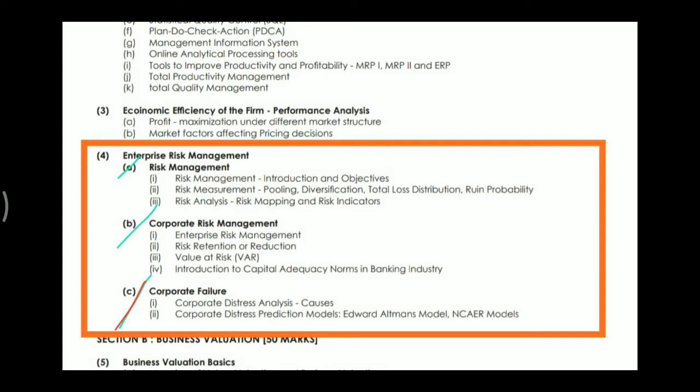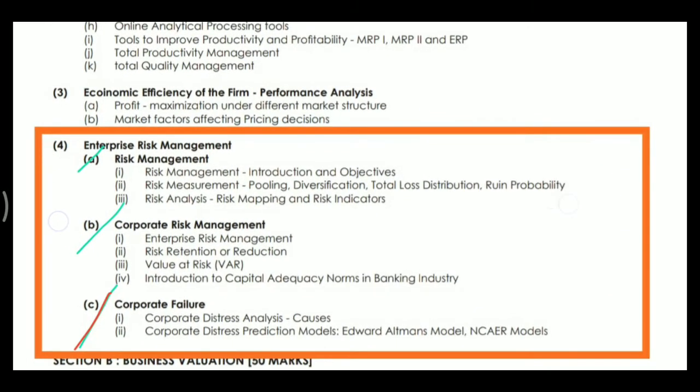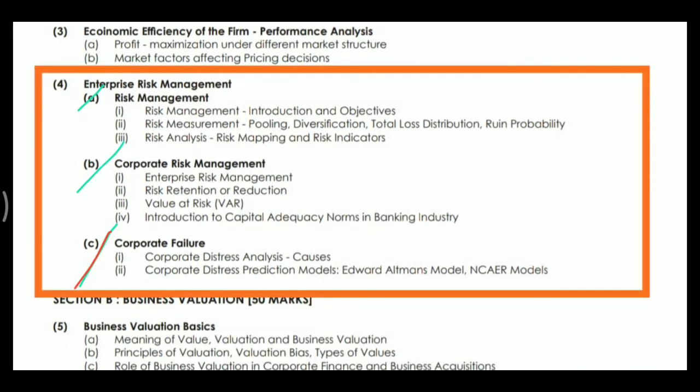Today we will be looking into enterprise risk management. Enterprise risk management lo we have 3 subtopics. They are risk management, corporate risk management and corporate failure. First 2 topics kuda completely theoretical. And third topic వచ్చేసి completely problematic, wherein we will be having definitely 2 sums from this topic in our paper.